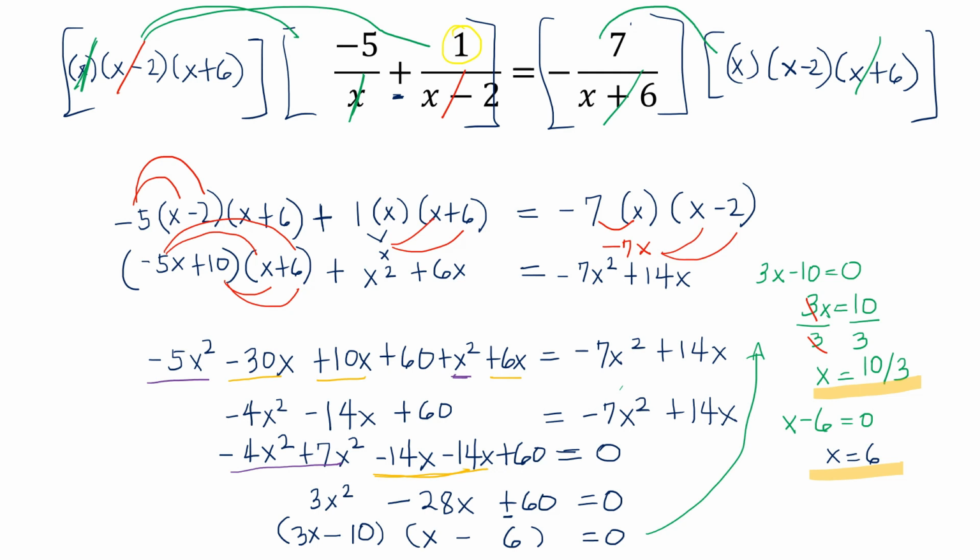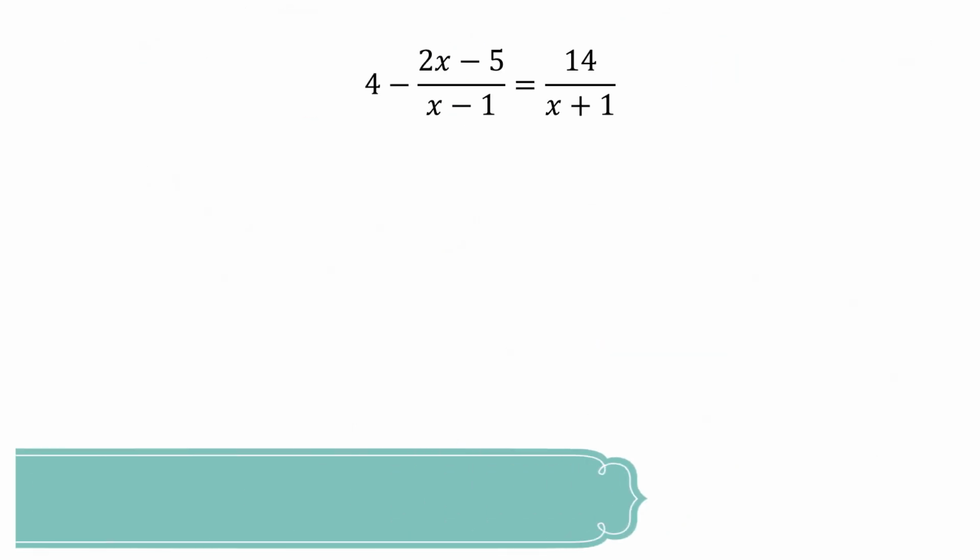But then you also have to check whether they really are values of the given rational equation, just like what we did in the checking of the first example. Next example, we have 4 minus (2x minus 5) all over x minus 1 equals 14 over x plus 1. Now, this involves subtraction of rational expressions. Again, eliminate denominators by multiplying both sides of the equation by the LCD.